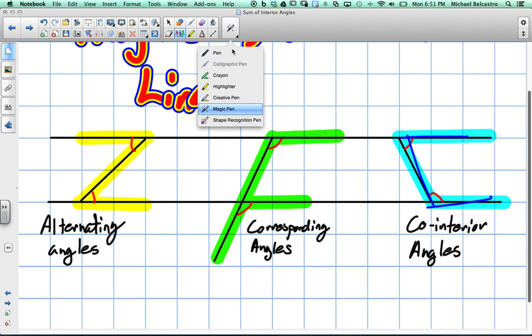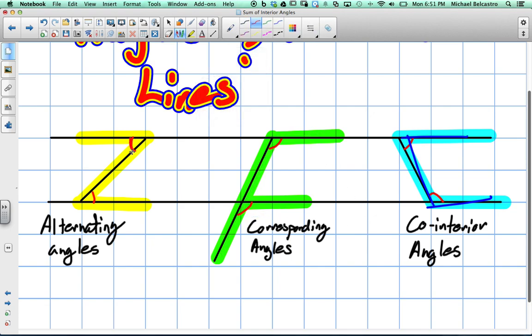With alternating angles, the two angles inside the Z are equal. Okay, so let's call this angle A and B. With alternating angles, angle A is equal to angle B. Okay, so that's our rule for alternating angles.